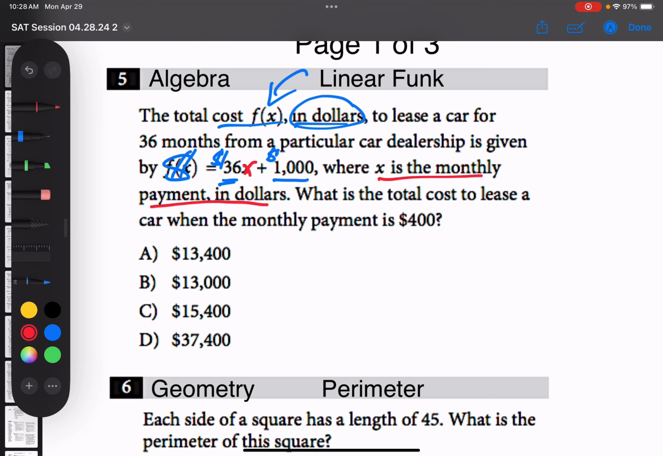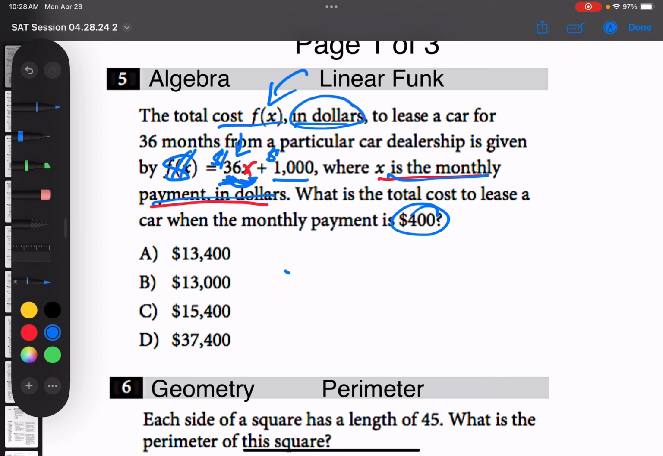Oh, check this out. We've got 36. Oh, no, they kind of flipped this. All right, actually, your dollar amount is the 400. So they said x is the monthly payment. Ooh, they kind of flipped this. Your slope is 400, and your actual x value is the 36. They kind of flip this around, but it's irrelevant. We're going to answer the question.